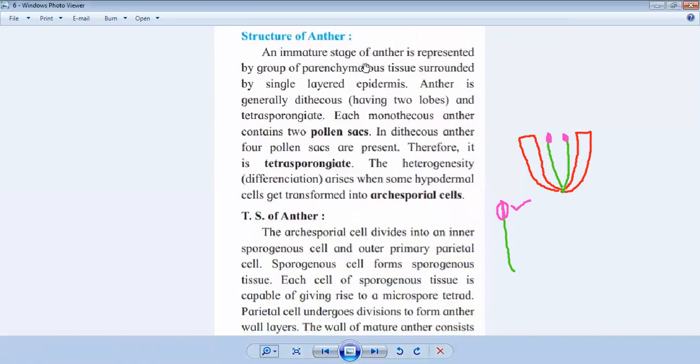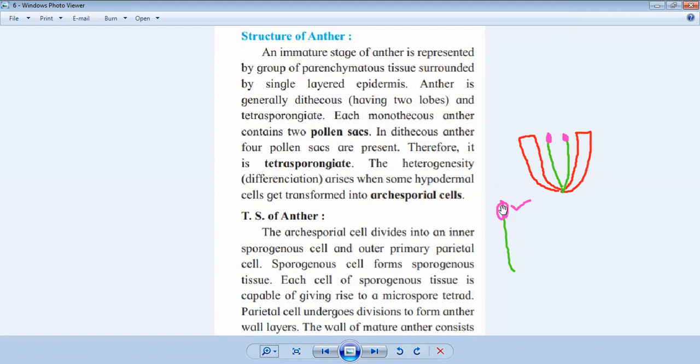An immature stage of the anther is represented by a group of parenchymatous tissue surrounded by a single layered epidermis. ठीक है, एक immature stage होती है anther की. ये इन लोगों ने TS of anther के बारे में थोड़ा explain किया है. Immature stage of anther is represented by the group of parenchymatous tissue surrounded by the single layered epidermis. Anther is generally dithecous. ठीक है, anther जो होता है generally dithecous होता है.